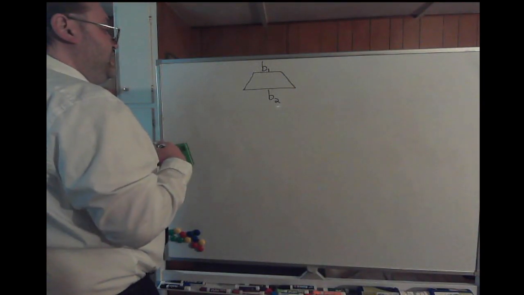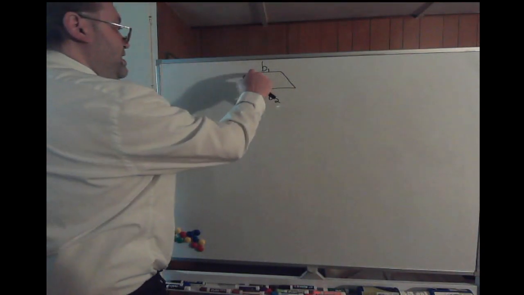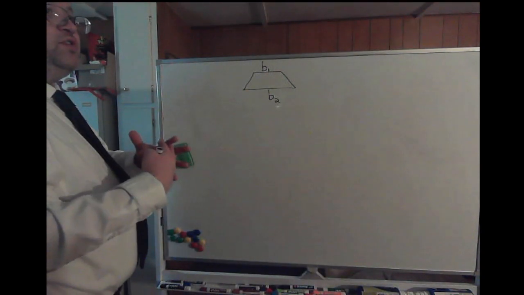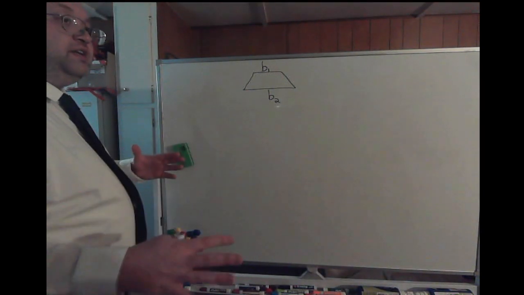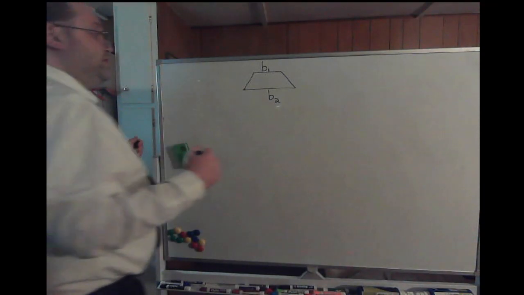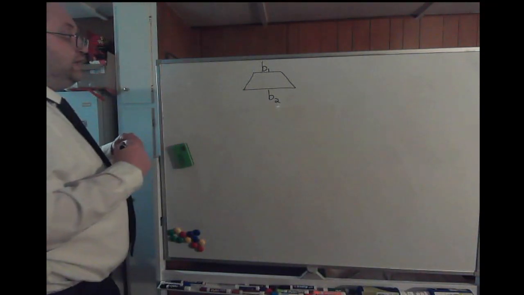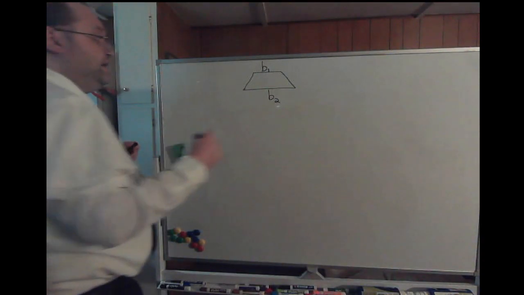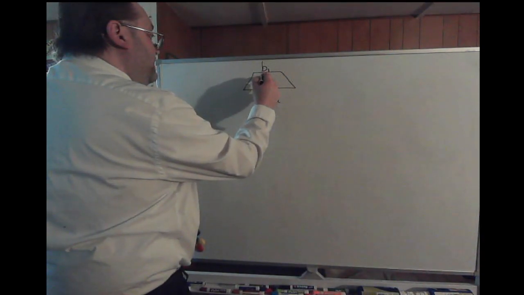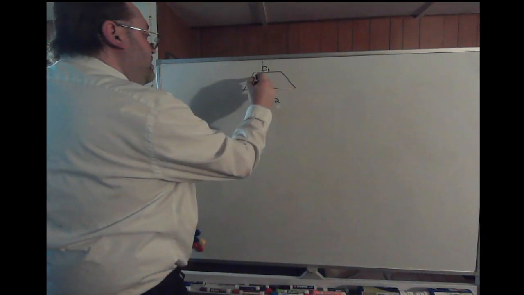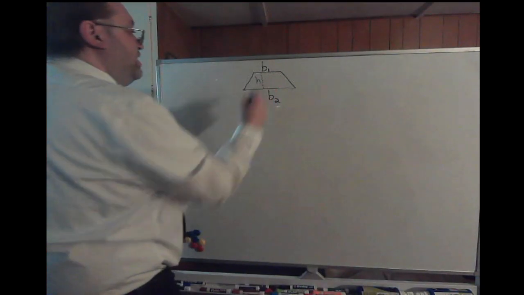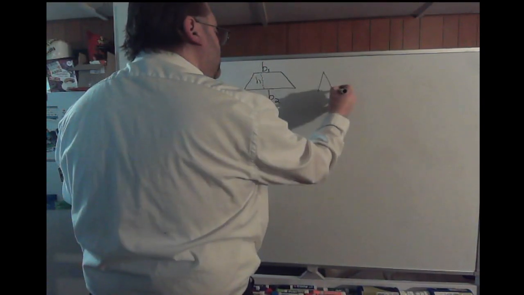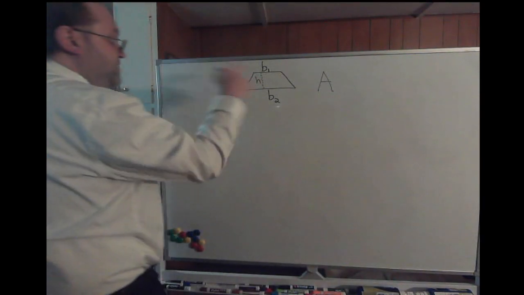So, again, in a trapezoid, the bases are parallel to each other. That means they could go on forever. They'll never intersect. They'll never touch. And then the height, much like in a parallelogram, you can't use the slanted legs to be a height. The height has to come from somewhere in here. That's your height.